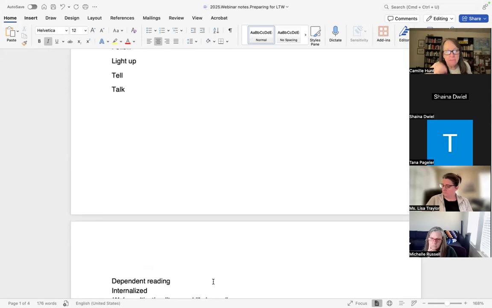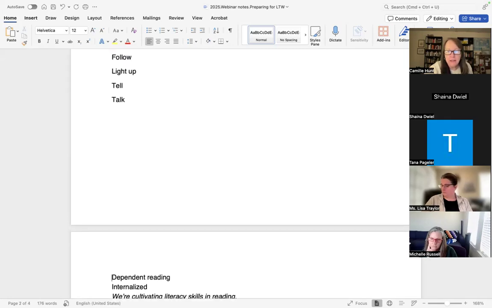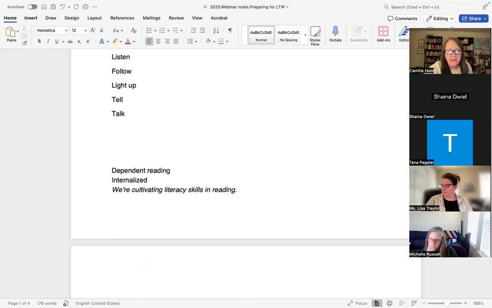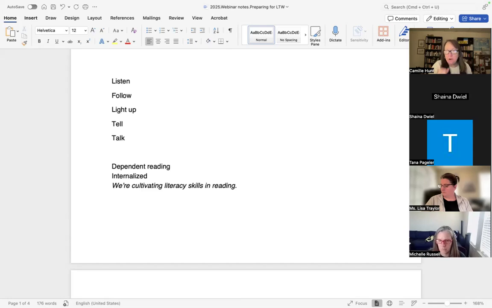And when the dependent reading is internalized, when they are talking to you about the story and they can tell it back to you, then they're reading dependently. And you are cultivating literary skills in reading when they're doing that. You're cultivating their literary skills. And so this is just a brief overview.